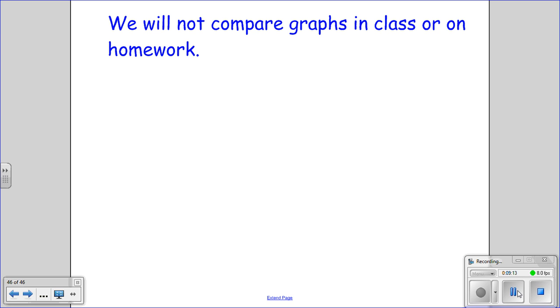In your homework and in class, we will not be comparing graphs. So if you see that in the directions, you can ignore comparing graphs in regards to homework and also the work that we've done in class.